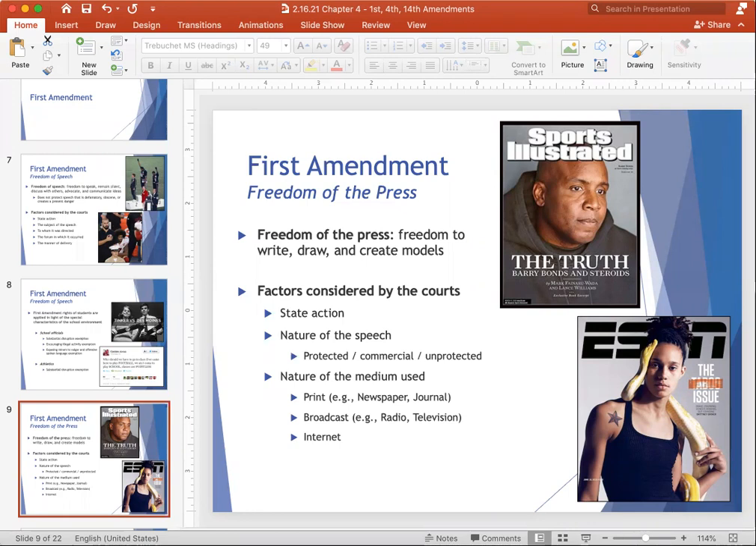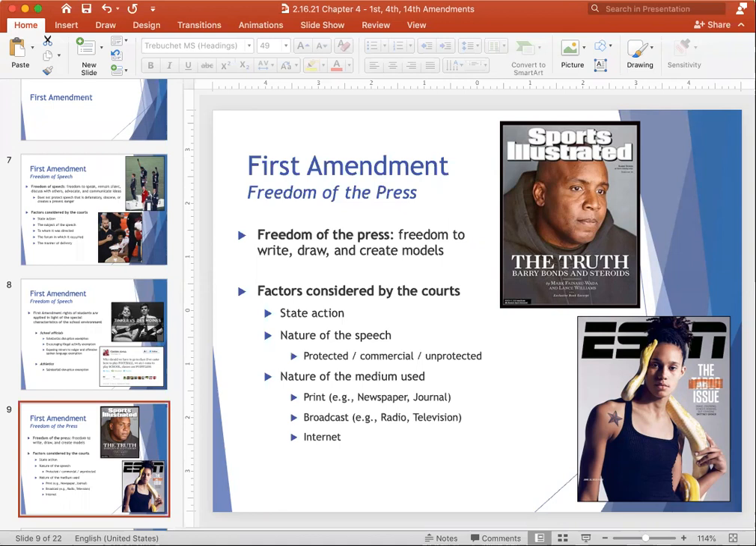However, they'll also examine whether it's commercial or advertisement speech, just because that type of speech receives less protection. So basically, everything else receives the highest value of protection and the highest level of scrutiny from the courts. However, commercial speech is a little bit less protection, and then unprotected speech has no protection. They'll also examine the nature of the medium. Is it print medium? Is it broadcasting?